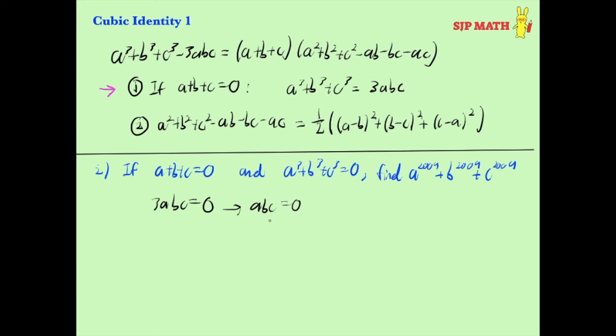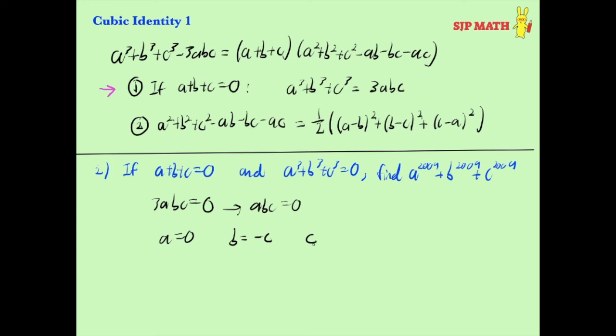So let's just say that a is equal to 0. And from here, we know that a plus b plus c is equal to 0. So if a is equal to 0, then b is equal to negative c, and c is just equal to c.